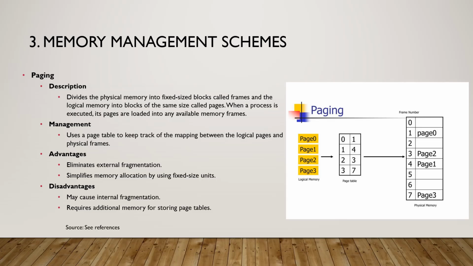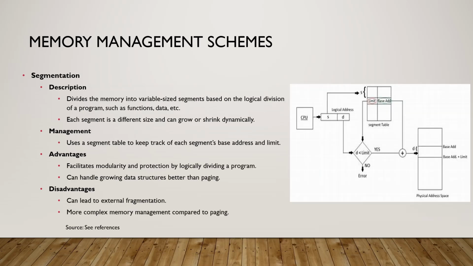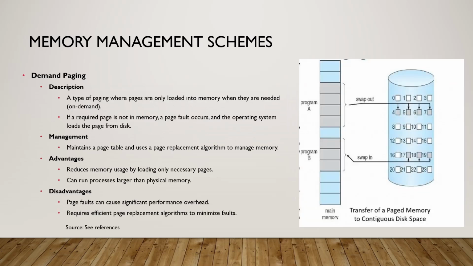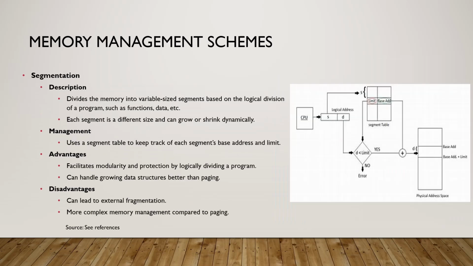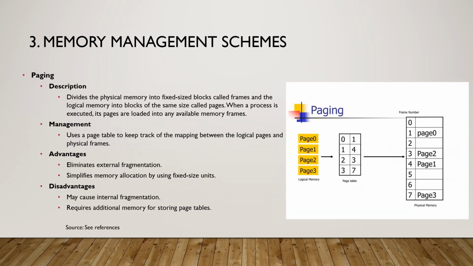So part 3, memory management schemes. There are 4 types of memory management schemes. Number 1, paging. Number 2, segmentation. Number 3, demand paging. And number 4, swapping. We will stop on each one, and then we will cover description, the management, advantages and disadvantages. So let's start with paging.